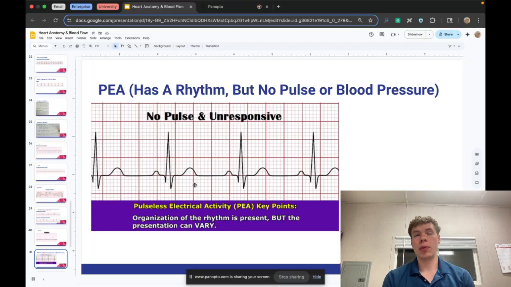So let's say someone is unconscious, they're dead, but you put the EKG on them and it says they have a rhythm, but you feel their pulse and they don't have a pulse. That's known as PEA, right? Pulseless electrical activity. It's when there's still electrical activity occurring in the heart, but the person is still pulseless and they don't have a blood pressure. And you can't shock this rhythm either, right?